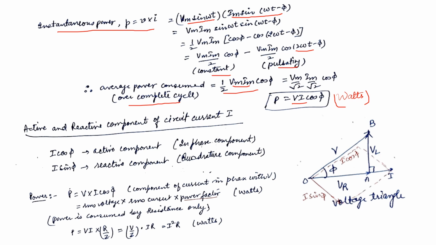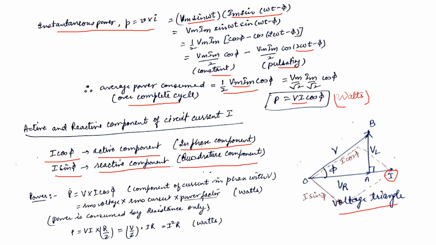Now this is the current triangle. Current can be resolved into two components: I cos phi, along the direction in phase with V, and the quadrature component, I sin phi, with a 90-degree difference from the voltage. So there are two components of the current, I cos phi and I sin phi. I cos phi is called the active component, and I sin phi is called the reactive component. The active component is also known as the in-phase component, and the reactive component is also known as the quadrature component.